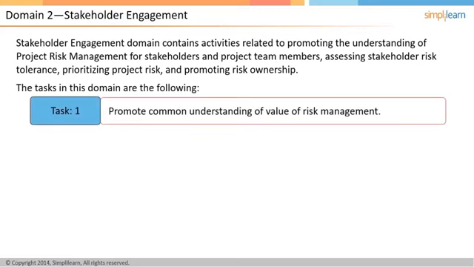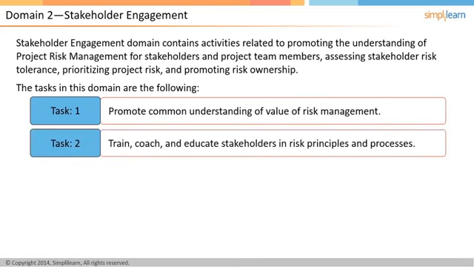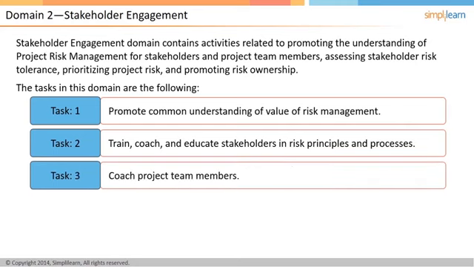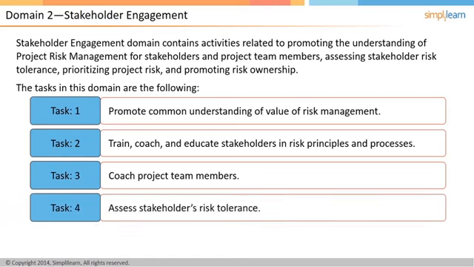The first task is to promote a common understanding of the value of risk management, using interpersonal skills to adopt a level of risk ownership. The second task is to train, coach, and educate stakeholders in risk principles and processes to raise the engagement in risk management. The third task is to coach the project team members in implementing risk processes to ensure the consistent application of risk processes.